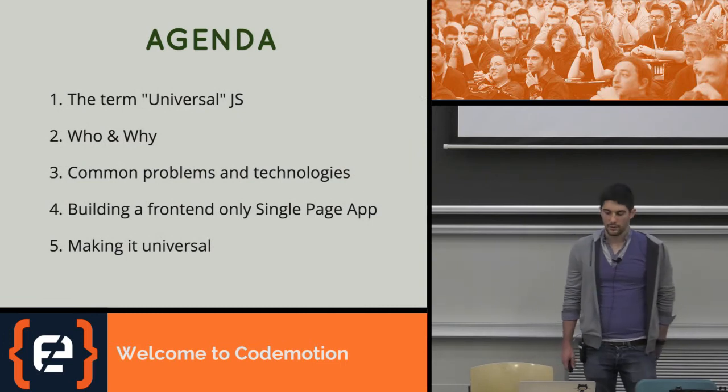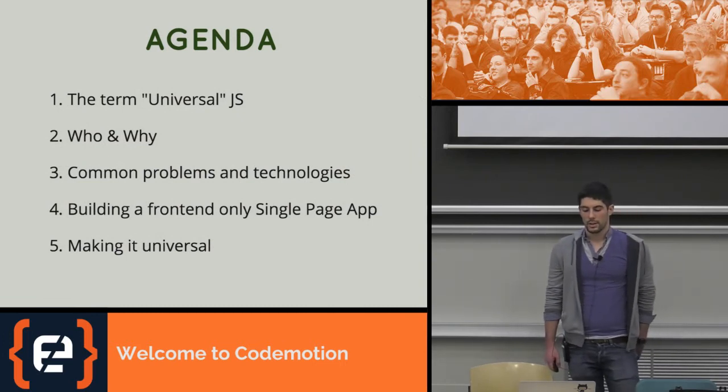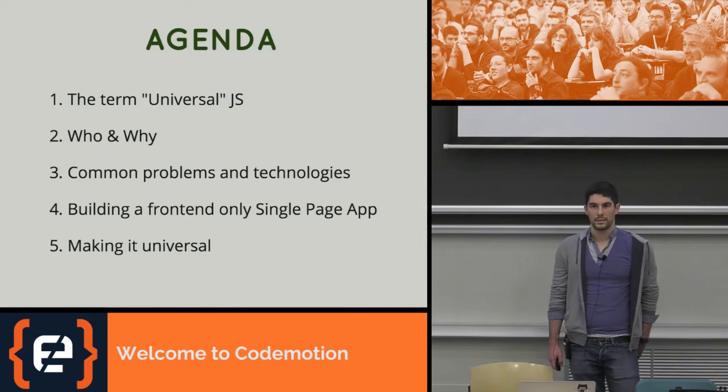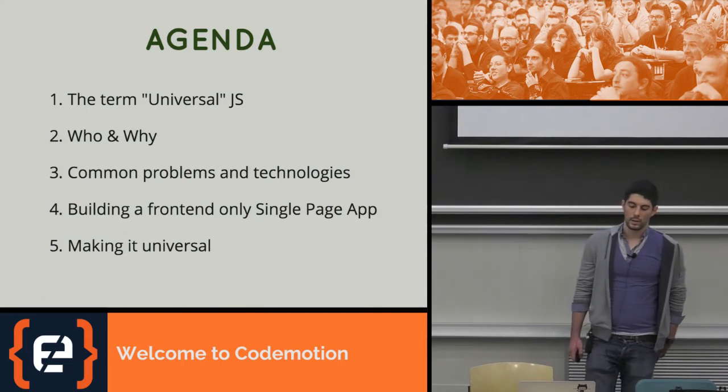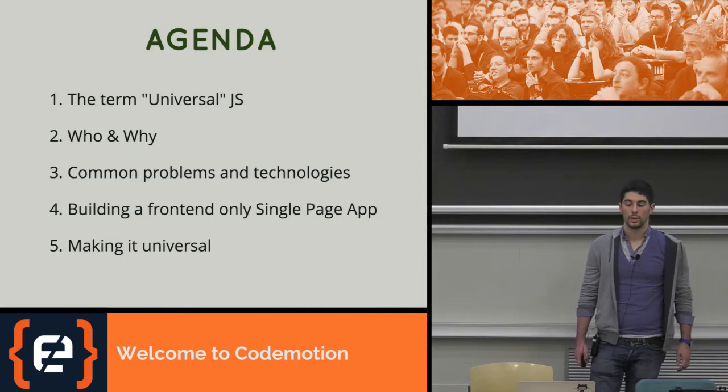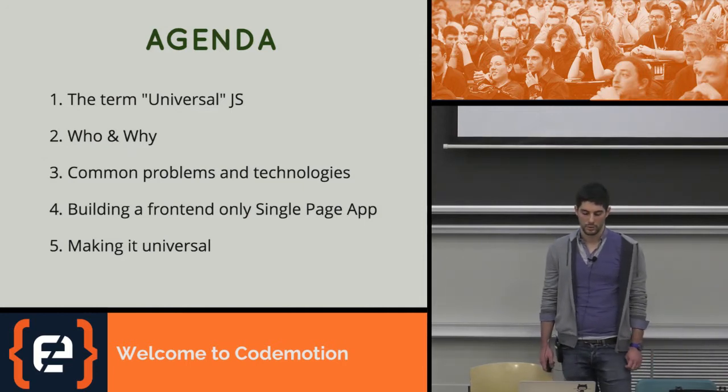So what's the agenda for today? We are going to see what it means, universal JavaScript. We are going to see which companies are already using it and why. Then we are going to see what the common problems are that you generally need to address when you deal with a universal JavaScript application.